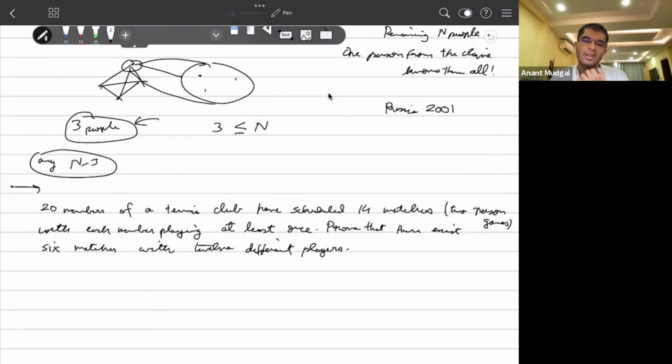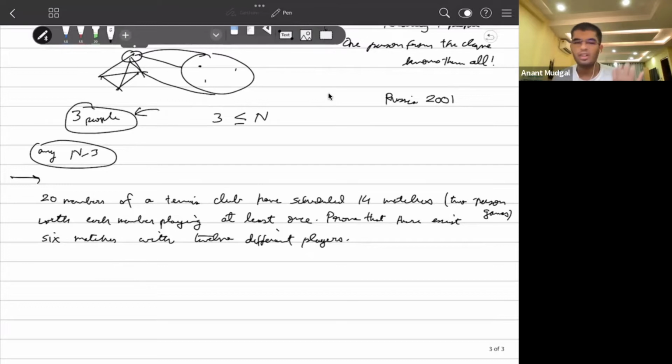So the problem statement kind of gives it away that you want 6 matches which are different. If you look at this as a graph where people are vertices, so you have V1 to V20, and the matches are edges. So if V1 plays V3, then you have an edge between them. Then finding 6 matches which don't have endpoints in common would be the same as finding 6 such edges, where all the endpoints are distinct. And you want to find 6 such edges.